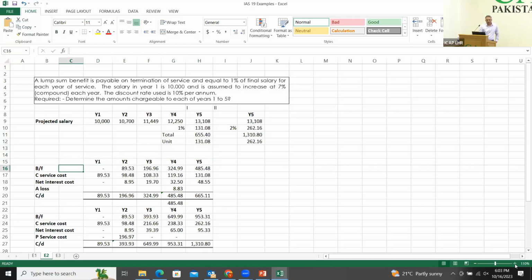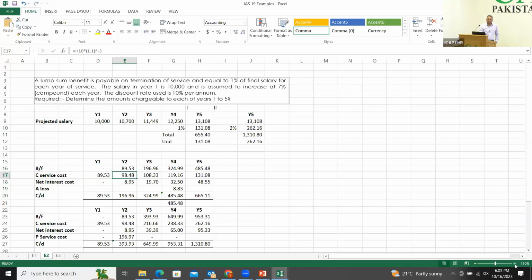So this is your current service cost, the present value of benefit earned in the current year based on final salary. So it's your present value. This is called current service cost. This will be your current service cost. This will be your closing balance defined benefit liability. Then it will become your opening balance.